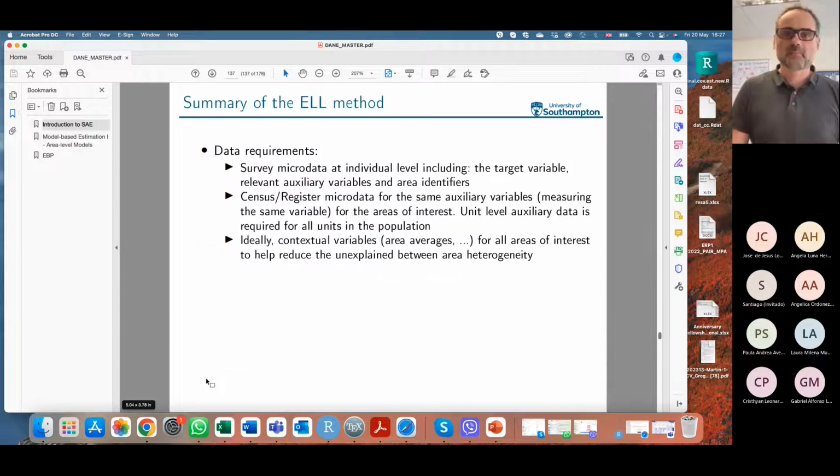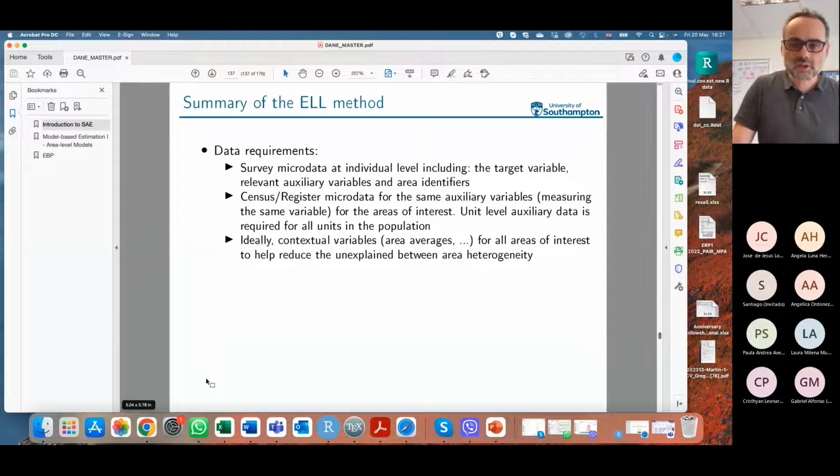So let me give you the summary of the ELL method. The data requirements: you need survey microdata at individual level. So as before, like in the hierarchy, you need the target variable, relevant auxiliary information, and area identifiers. The second thing that you need is census, register, or admin microdata for the same auxiliary variables, measuring the same concept for the areas of interest.